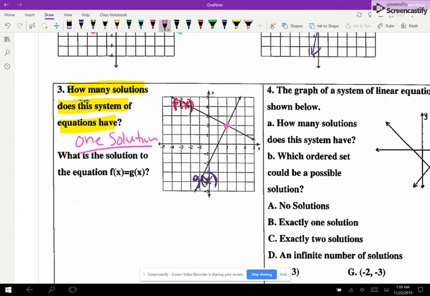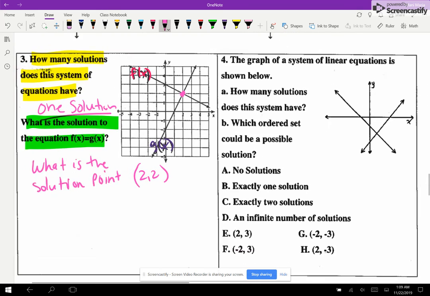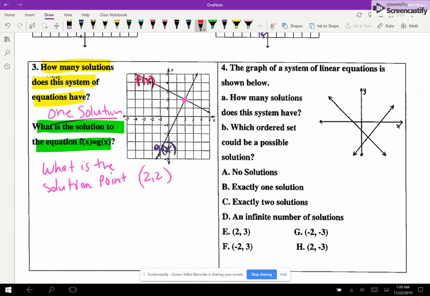Okay. And then the question is, what is the solution to the equation f of x equals g of x? That just means where does it intersect? What is the solution point? So looking at the graph, that point is (2, 2). So that's number 3.